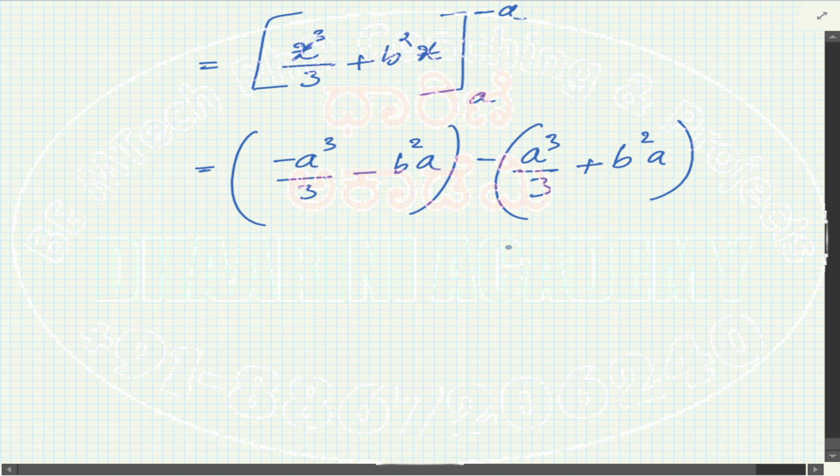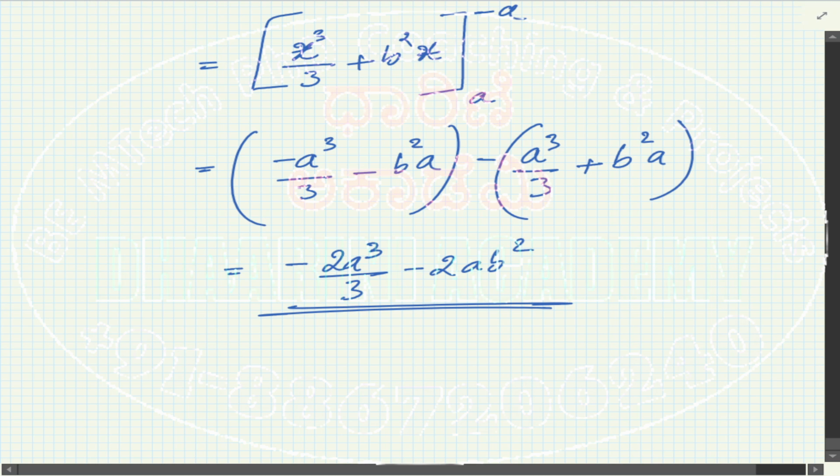Okay, so both the terms get added. So I have minus 2 times a cube divided by 3 minus 2 times a b square. Okay, this is the answer for the third part.